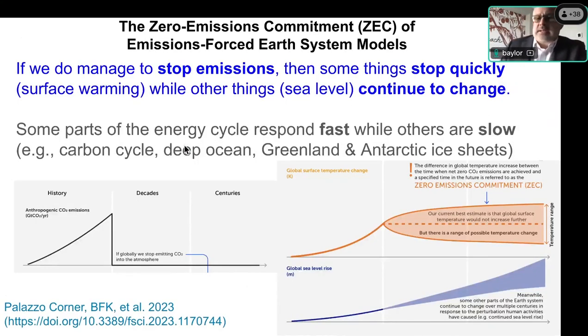And so the last topic of this general climate introduction that I wanted to talk about was the zero emissions commitment. And this is really something that arises in emissions forced Earth system models. I was careful when I talked about the Held paper to point out that the way they were forcing global warming was with changing the CO2 concentration in the atmosphere.